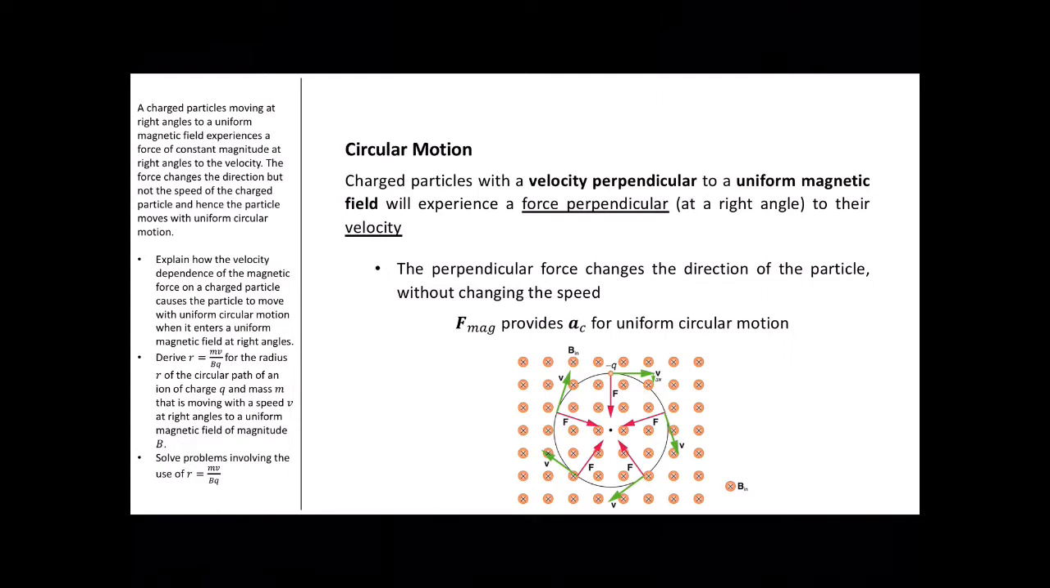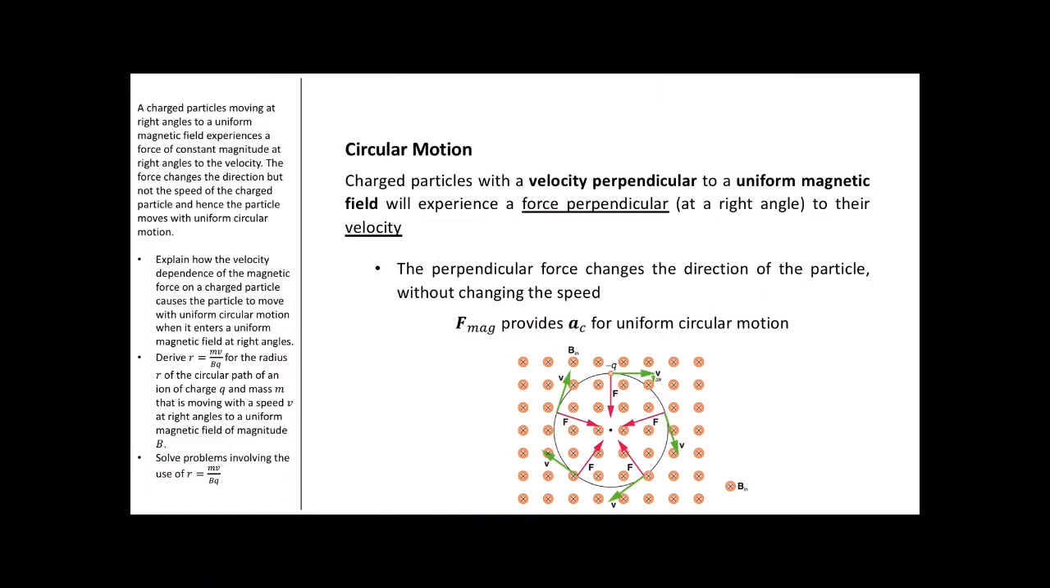A charged particle moving at right angles to a uniform magnetic field experiences a force of constant magnitude at right angles to the velocity. The force changes the direction, but not the speed of the charged particle, and hence the particle moves with uniform circular motion.